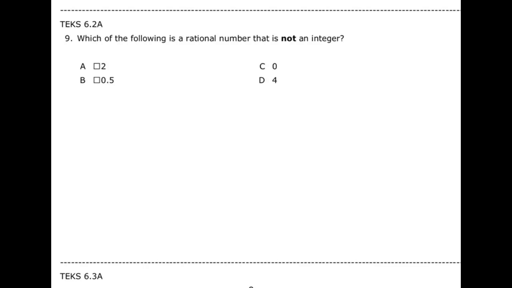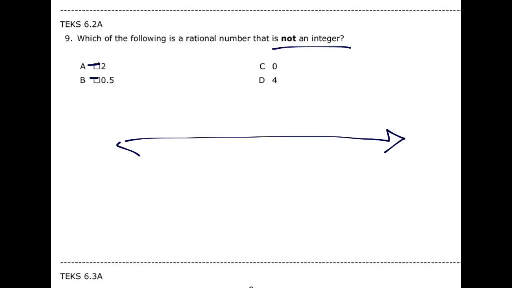Which of the following is a rational number that is not an integer? And I need to add in here, these boxes were just negative signs. So which of the following is a rational number that is not an integer? So basically I'm looking for the one that is not an integer.